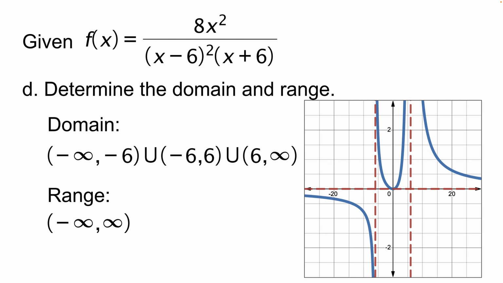The range for this function was from -infinity to infinity. Even though we had a horizontal asymptote at y equals 0, y equals 0 was in the range because the point 0, 0 was actually our relative minimum. In general, it's okay to cross a horizontal asymptote, but you can never cross a vertical asymptote. So vertical asymptotes will never be in the domain, but it is possible for a horizontal asymptote to be in the range.